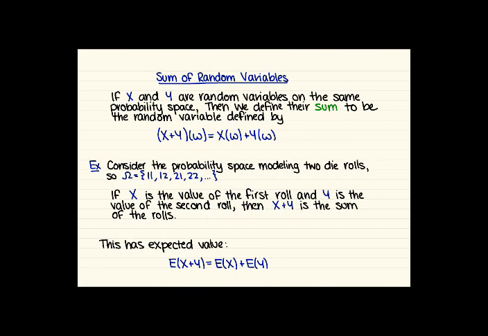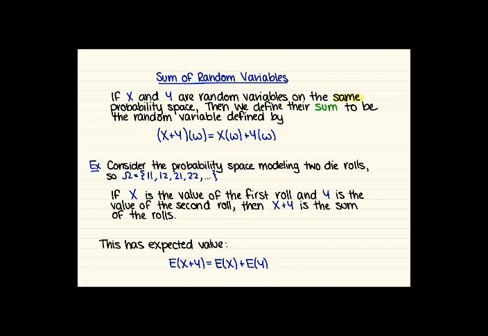If we consider 2 random variables, they have to be on the same probability space, so that's important. Then we can define their sum to be the random variable defined by taking the sum of the values. Here this is on the same probability space that X and Y were on. So for example, if we consider the probability space modeling 2 die rolls, like we have been, let X be the value of the first roll and Y the value of the second roll. Then when we look at X plus Y, we're looking at the sum of the first roll and the second roll, so that's the sum of the rolls. So you just take the values of those 2 random variables and add them together.